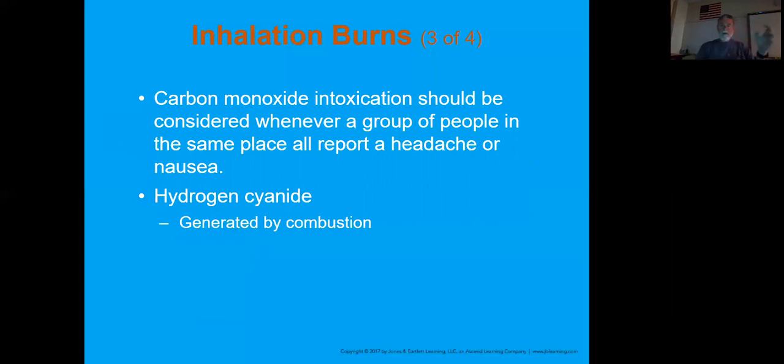But when you start thinking of what am I responding to, you have 6 people in a house and they all have this headache or nausea. That's a lot of time where carbon monoxide can be present. So again, getting them out, a fresh air setting is most highly recommended.